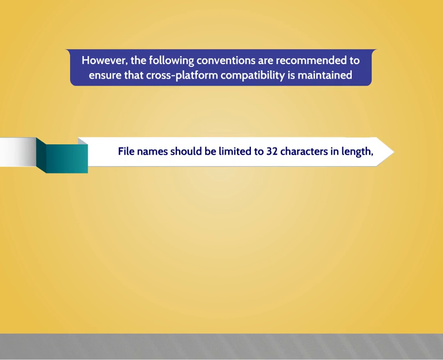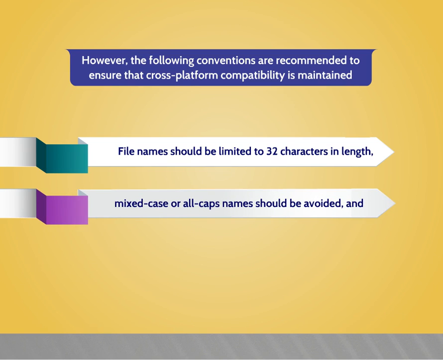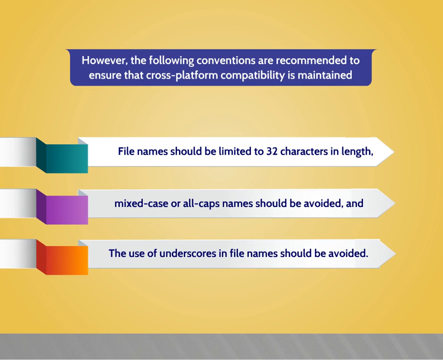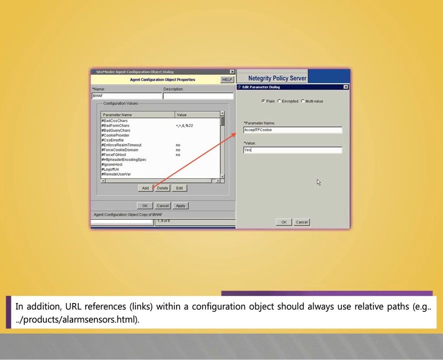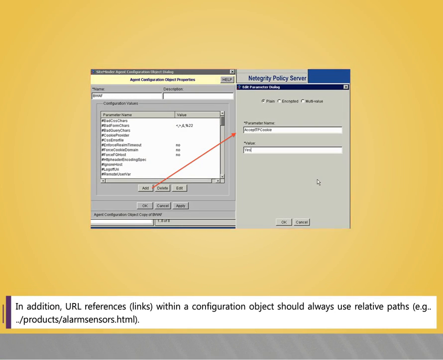File names should be limited to 32 characters in length. Mixed case or all caps names should be avoided, and the use of underscores in file names should be avoided. In addition, URL references, that is links, within a configuration object should always use relative paths, for example, products/alarmsensors.html.